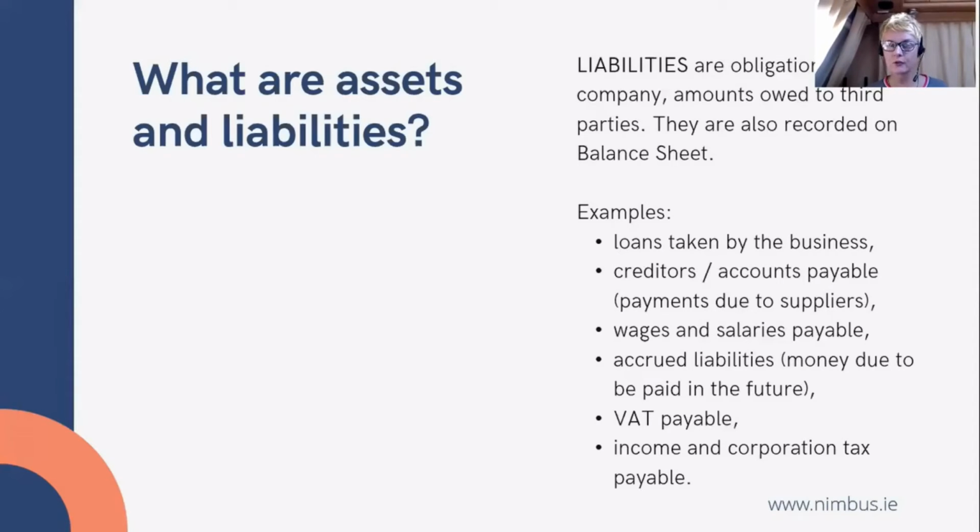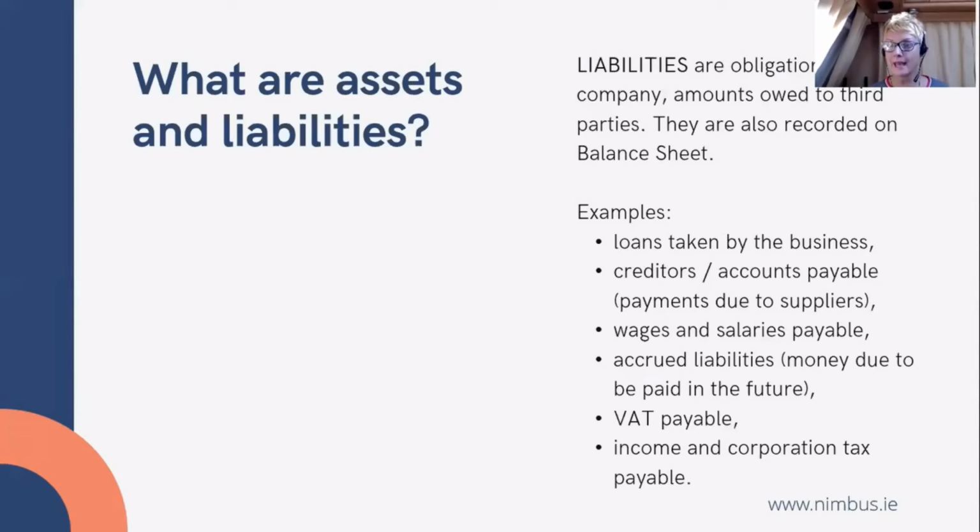Next good example is accrued liabilities or accruals. Perhaps you heard the word. It's a very specific accounting term. These will be money due to be paid in the future. For instance, you are expecting to get an invoice, a big bill for annual rent, but it hasn't been issued yet. So you are booking an accrual because you expect to make this payment in the future. The liability already exists because you signed the contract with the landlord, but the invoice has not been issued yet. So you are booking an accrual for a future payment.